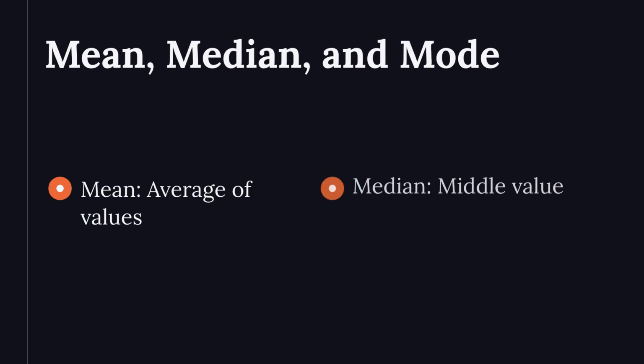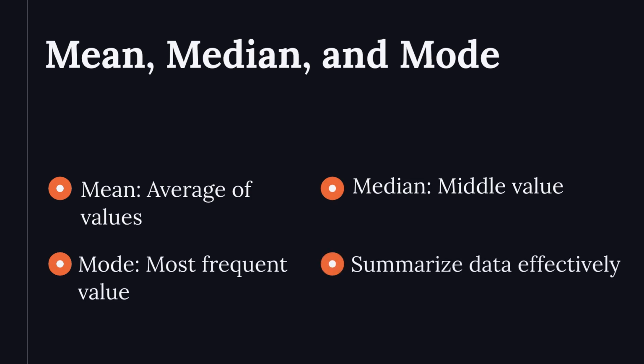Understand representative values like mean, median, and mode. Mean is the arithmetic average of values. Median is the middle value in ordered data. Mode is the most frequently occurring value. Use these measures to summarize numerical data effectively.